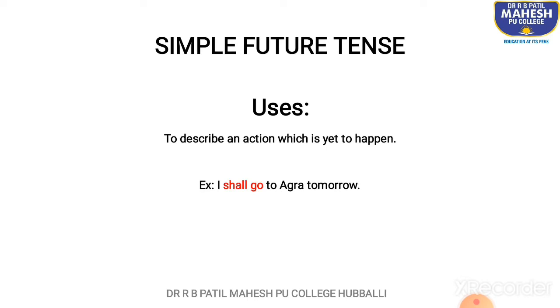So, I shall go to Agra tomorrow. Shall or will and the verb. So that is how we frame sentences in simple future. That is what the example speaks about here. So I shall go to Agra tomorrow, an action which is yet to happen. Okay. He will come here on my birthday. Will come denotes simple future tense, an action again which will happen in the future.